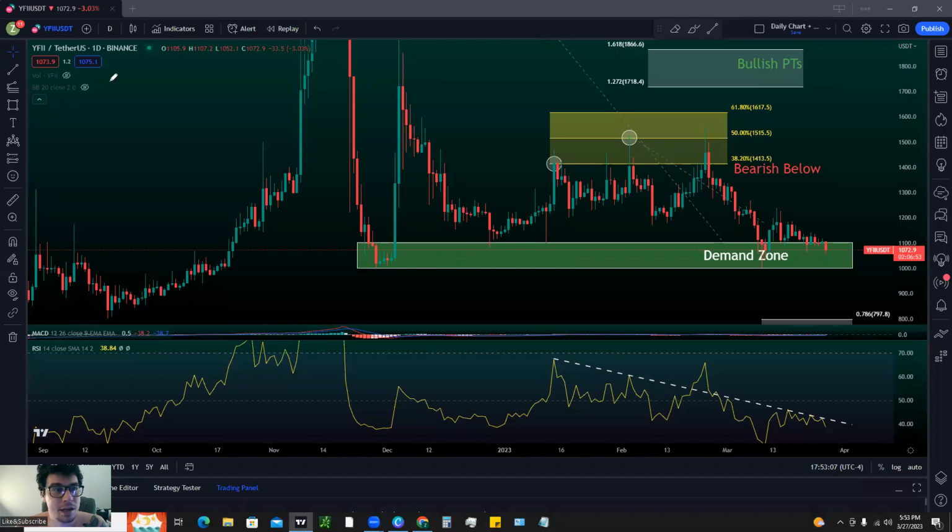I'm going to give you guys an update on ticker symbol YFII. This is the DFI.Money token. And if you missed the last video, you would have known that we were bearish below 1413 and most likely going to come back down and retest our demand zone. And that's exactly what we've done.